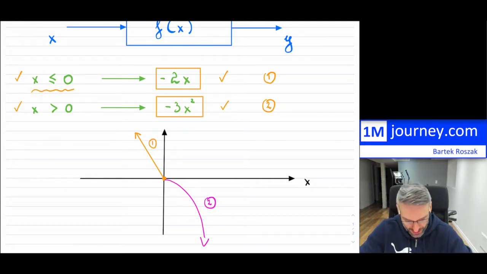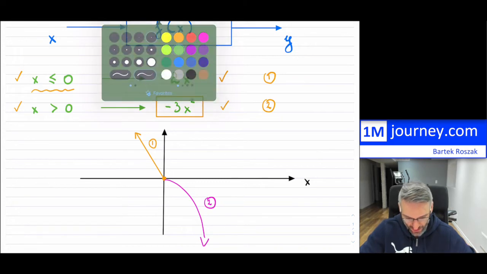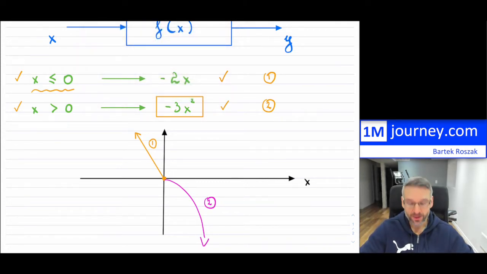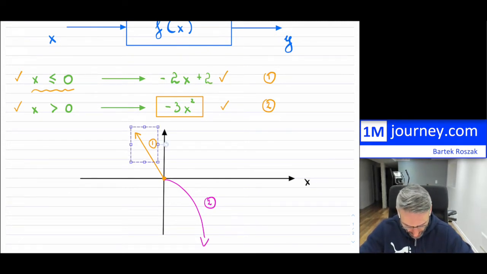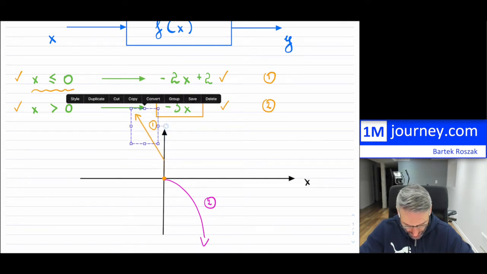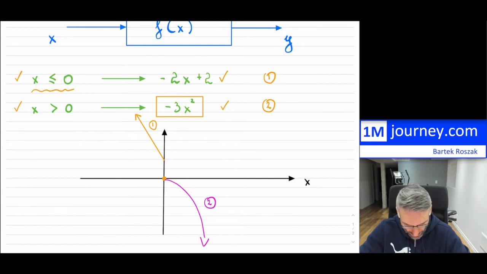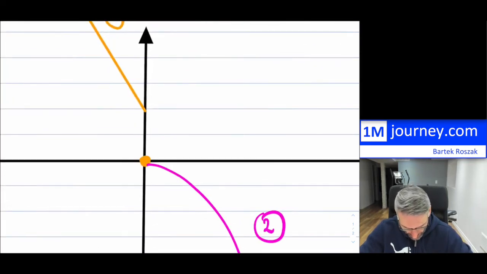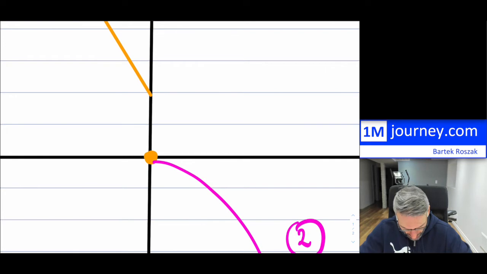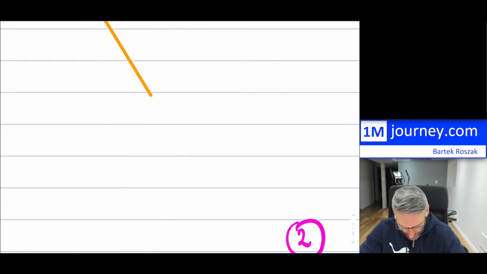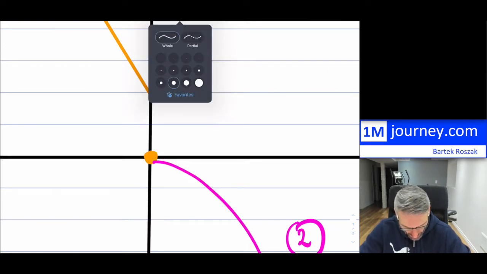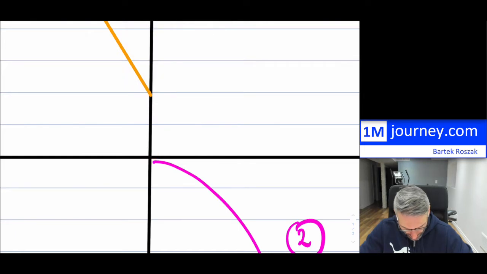So if I remove this, and let's say that instead of having negative 2x, I would have put in here plus 2, that would have shifted our function. So this particular function would have moved up, somewhere up to here. Let's say that was 2. And in here, I'm going to try to remove this. That's not what I wanted to do. Let me make this smaller. I want to remove this piece.